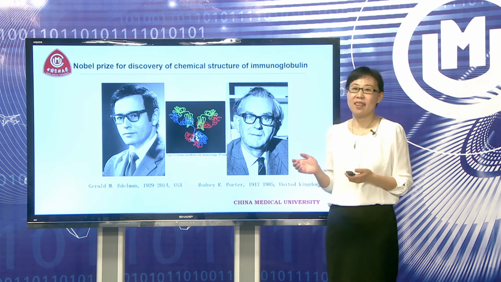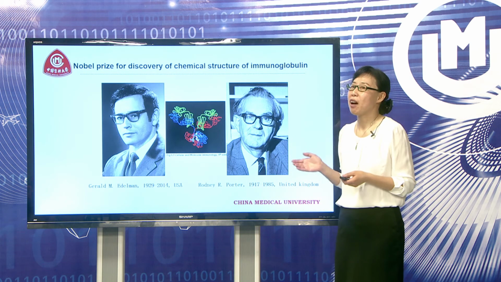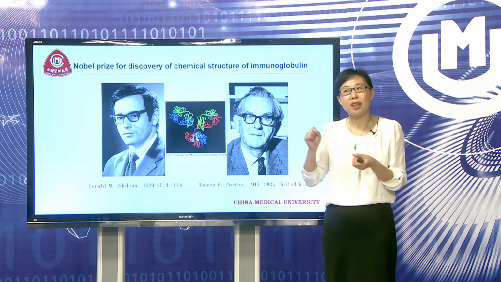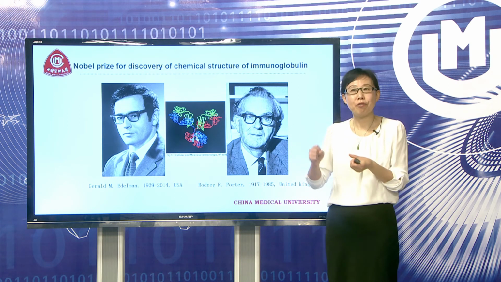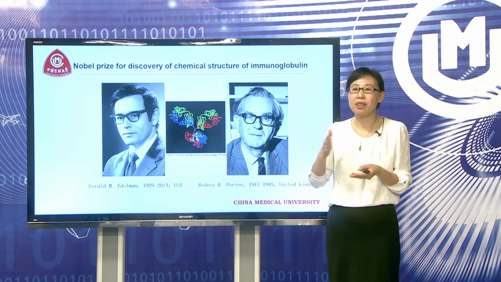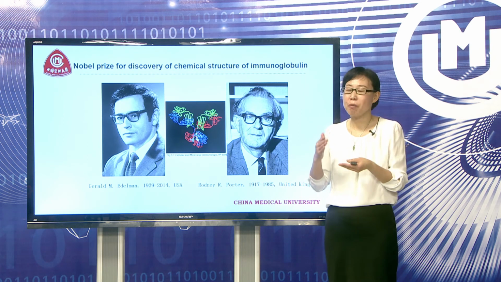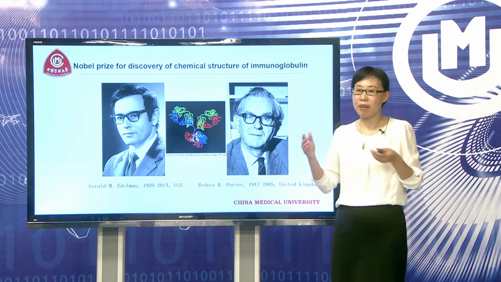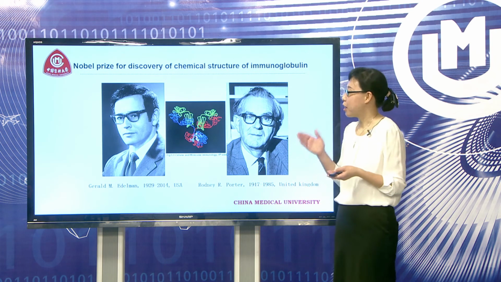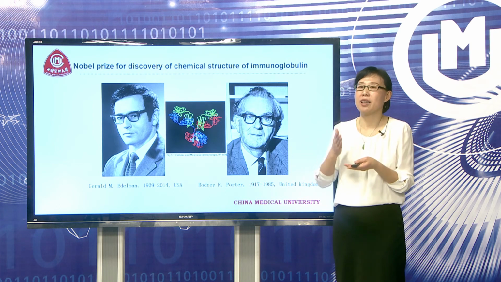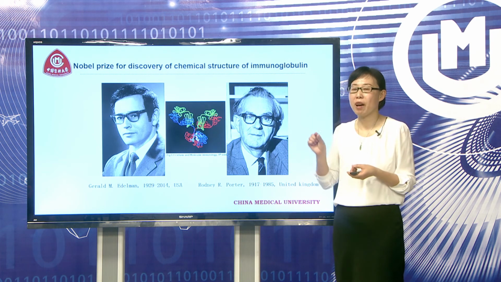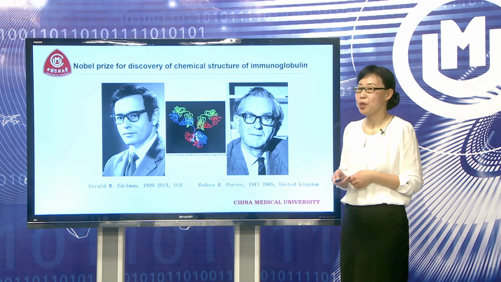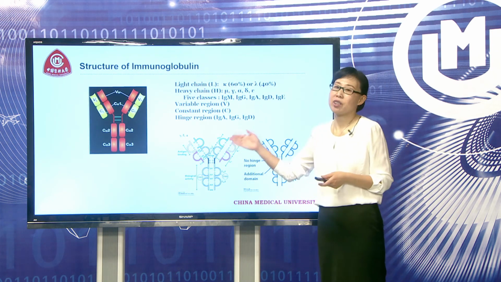These two scientists got the Nobel Prize for their discovery of the chemical structure of the immunoglobulin. They worked independently, and they used different chemical methods to cleave the immunoglobulin to map its biological effect. As you see, immunoglobulin is a very large protein. So if they use some chemical method to cleave the immunoglobulin, some functional fragments will be generated so they can clarify the immunoglobulin functions. So this is the basic structure of the immunoglobulin.